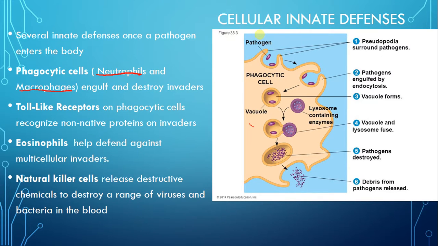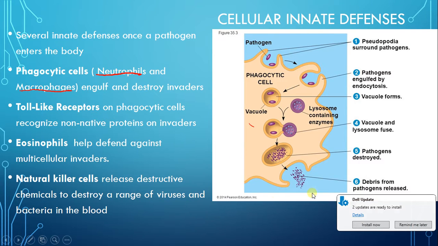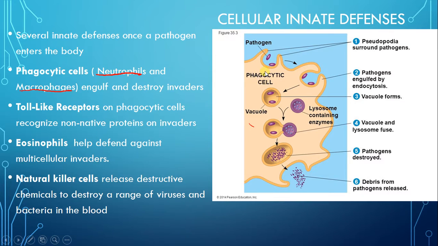What these macrophages have on them are little receptors called toll-like receptors. Toll-like receptors recognize non-native proteins on viruses and bacteria. When a pathogen binds with that toll-like receptor, it causes this phagocytic cell to engulf the pathogen by endocytosis, like we talked about in our cell unit. Through endocytosis, it brings the pathogen in within a vacuole.